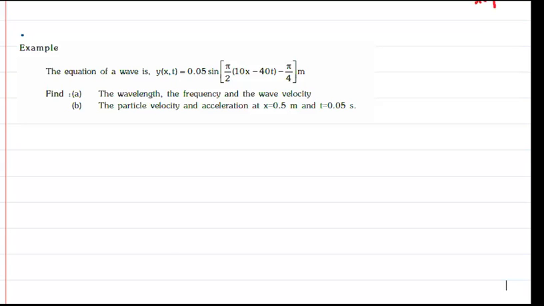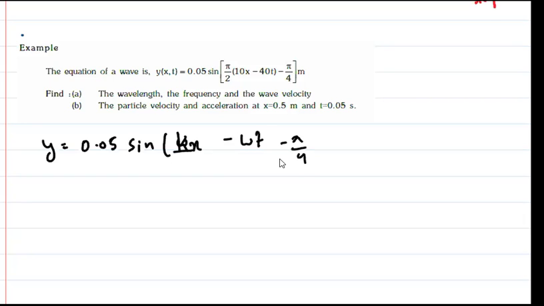Okay, I hope all of you can solve this, everyone, right? Okay, start with basics. Write down the equation. Y is equal to 0.05 sine. Now this is what? This is kx, right? Sorry, this is kx, minus omega t minus pi by 4. Yes or no? Tell me yes or no. Write it down. Okay, right? So A is given. This is amplitude, which is 0.05.